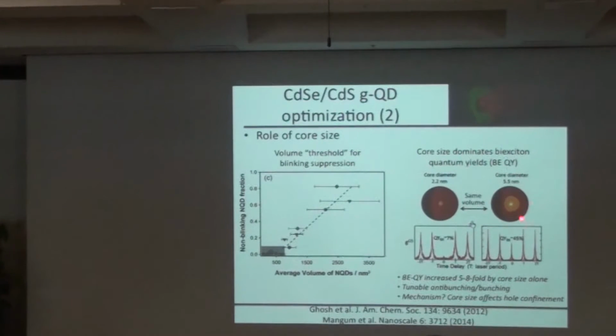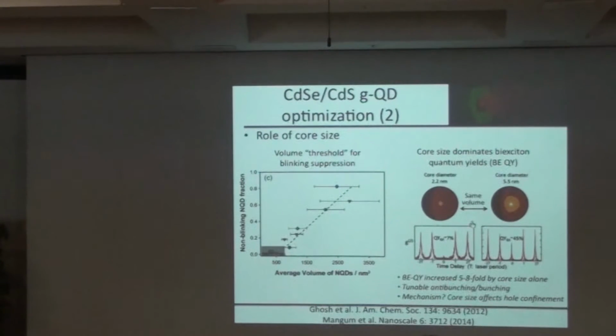What we found was there was a very strong correlation with the size of the core of the quantum dot and the high biexciton quantum yields. So for this, actually the same volume, so a small core and a thick shell, or a large core and a thin shell, we actually achieve very high biexciton quantum yields in the case of the larger core. And we think that underlying this is probably a mechanism related to how the core size affects the hole confinement in these type 2 or quasi-type 2 electronic structures.